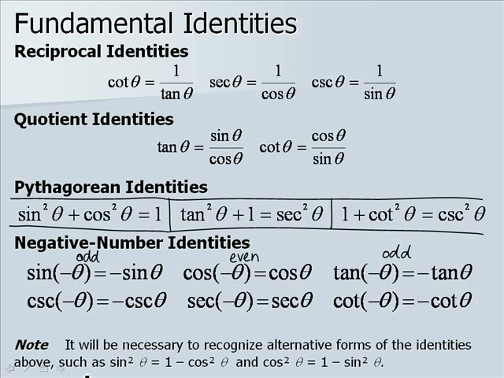It will be necessary to recognize alternative forms of the identities above, such as the fact that sine squared of theta is simply 1 minus cosine squared, or cosine squared is 1 minus sine squared. All that's happening is we're taking our first Pythagorean identity and solving it for one of our trig functions.